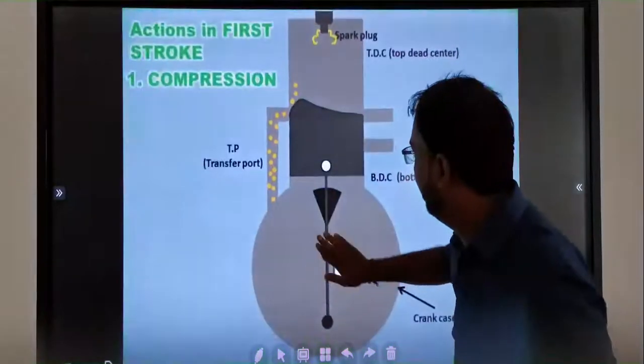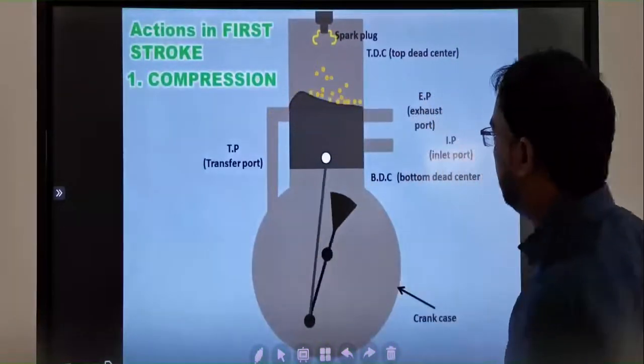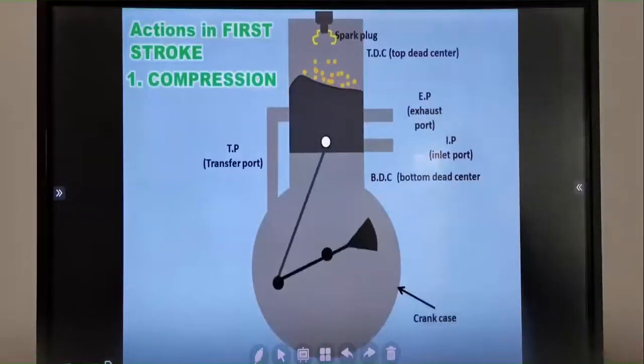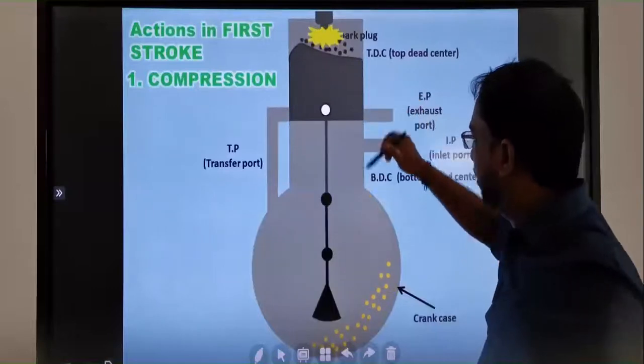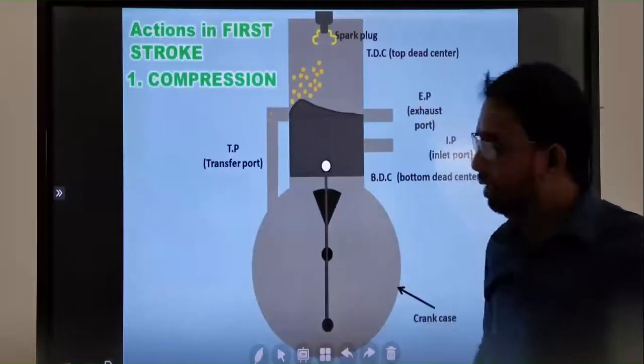So what is the working animation? So the piston moves upside, because here you can see the difference.